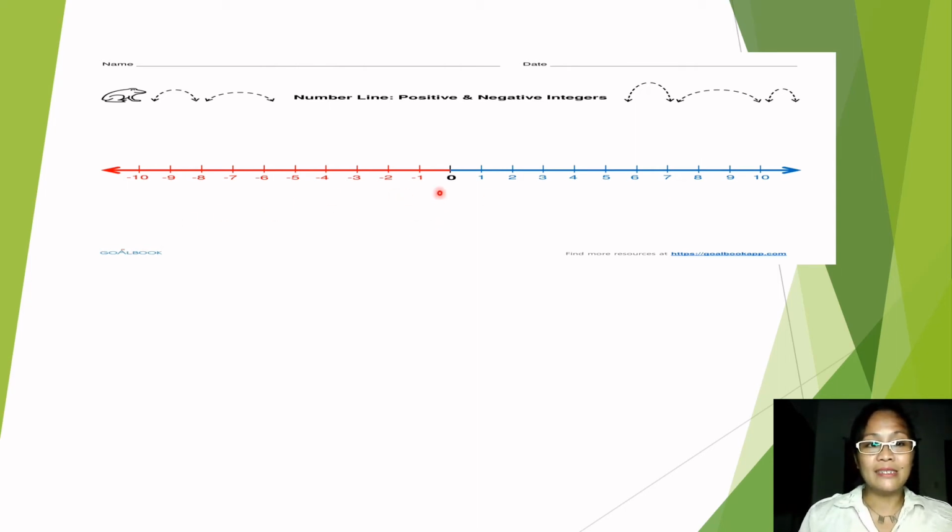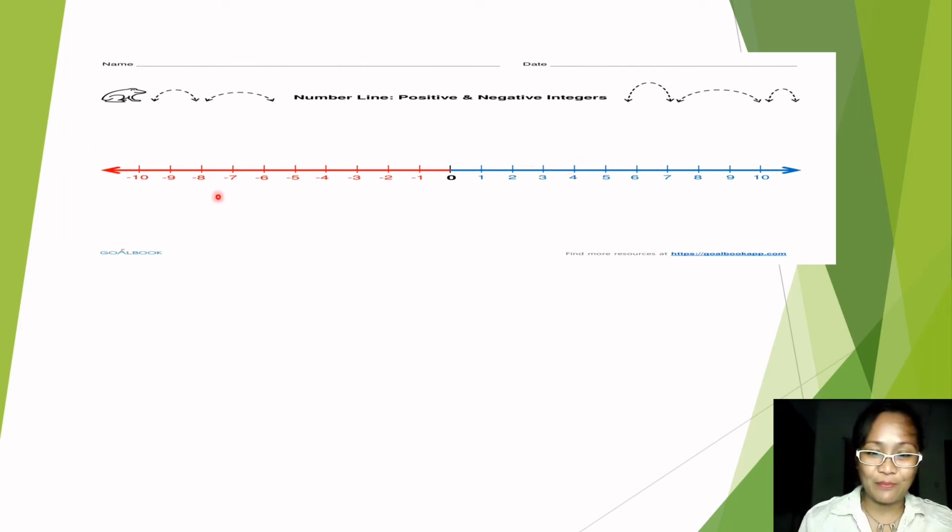Okay? So, ang negative numbers, or the more nalalayo ka sa 0, papuntang left, ay lalong lumiliit ang value ng number. Ulitin natin. From 0, habang lumalayo ka papuntang left, ay lumiliit ang value ng number. Okay? Pero kung nag-umpisa ka sa 0 papuntang right, lumalaki naman ang value ng number.